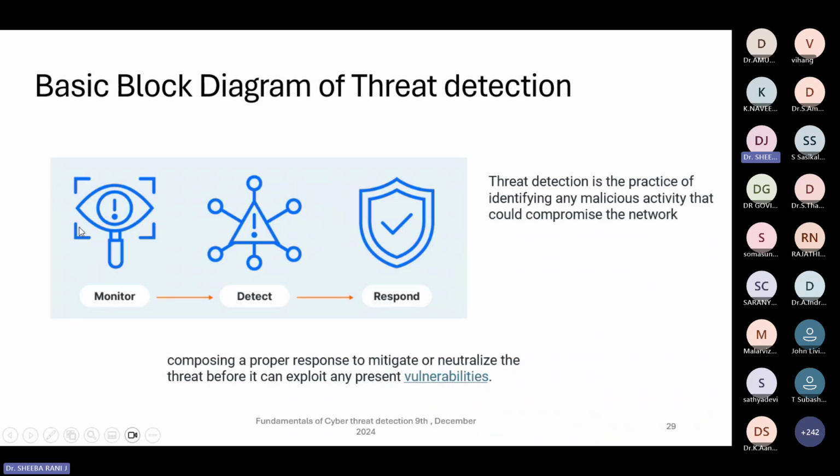A network or any cyber physical system, or a cyberspace, or we can say ICT, needs to be kept monitored. Once it is monitored, then we have to detect. If it is detected, then suitable information needs to be sent to the respective central networking systems of that particular organization or institute. And we have to take necessary decisions.